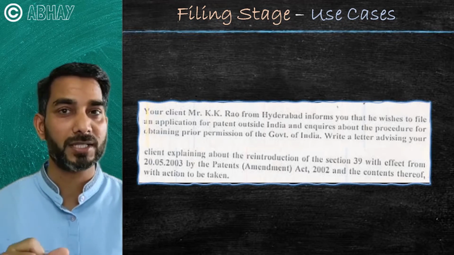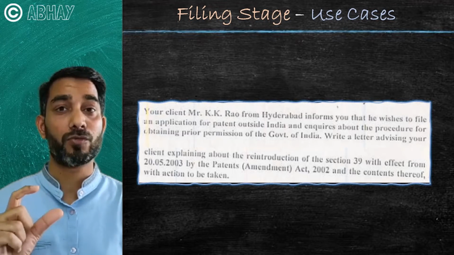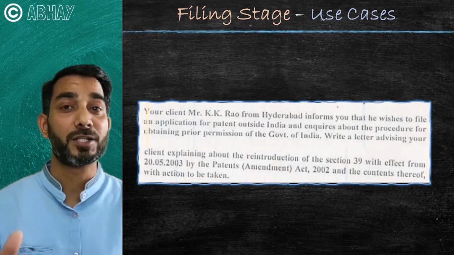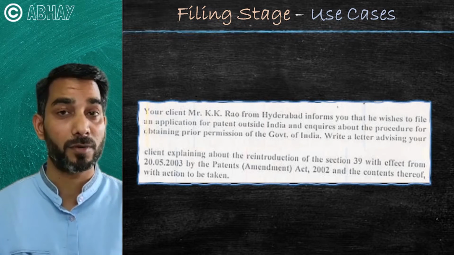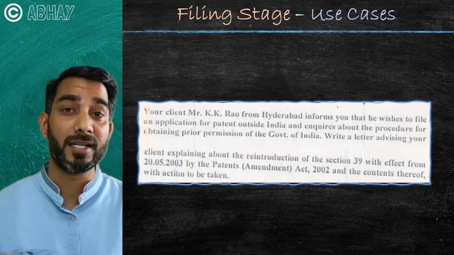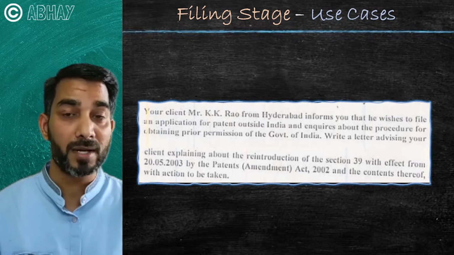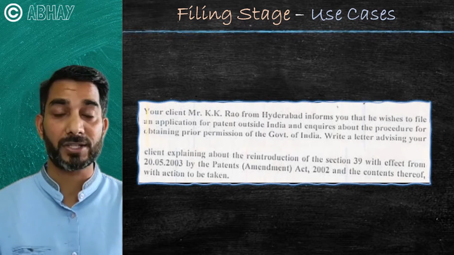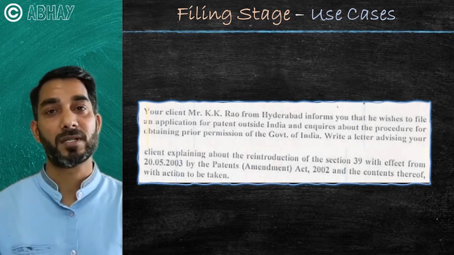First, mention your understanding along with the constraint. We need to file the application outside India. So what needs to be done? The client needs to obtain a foreign filing license from the Government of India, from the Patent Office. So section 39 deals with FFL obtainment and the process along with it. So once you have identified the section, describe the process as per section 39.